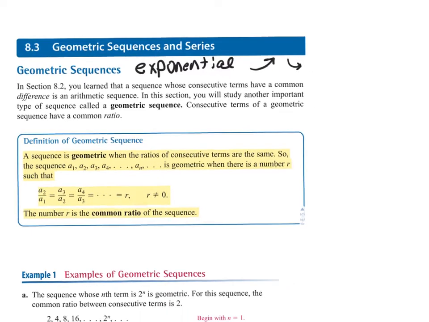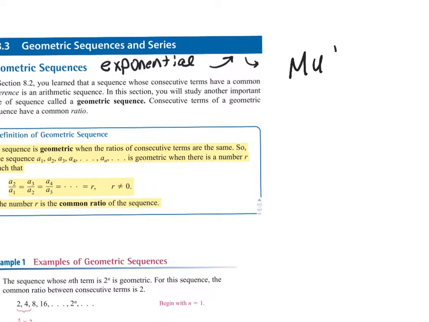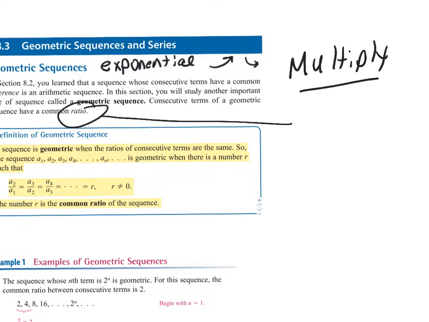And it's when you multiply something, the same thing, every time. It's always multiplication. So geometric is multiplication. Instead of the common difference, they call it the common ratio. Same kind of concept, just different wording. Geometric is multiplication and it's ratio.